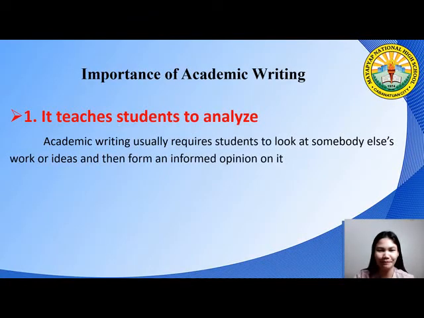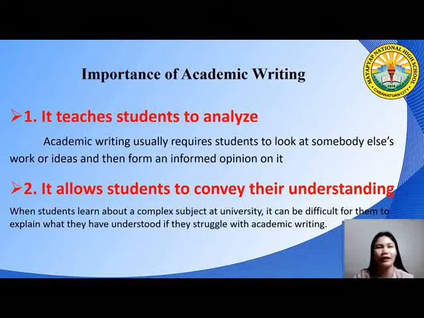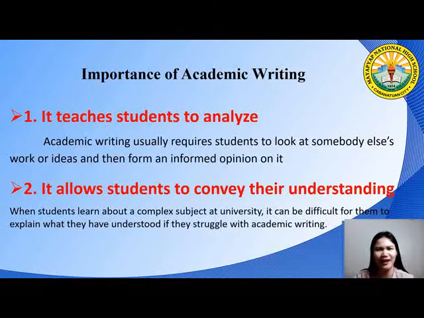Number 1, it teaches students to analyze. Academic writing usually requires students to look at somebody else's work or ideas and form an informed opinion on it. Next, it allows students to convey their understanding. When students learn about a complex subject at a university, it can be difficult for them to explain what they have understood if they struggle with academic writing.